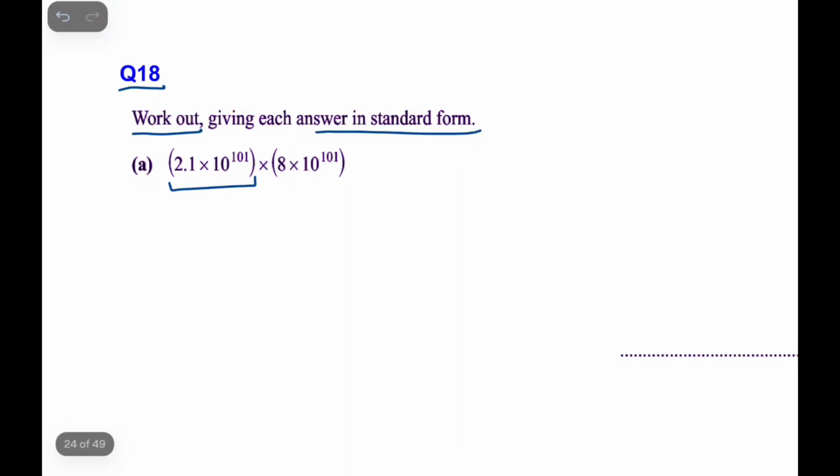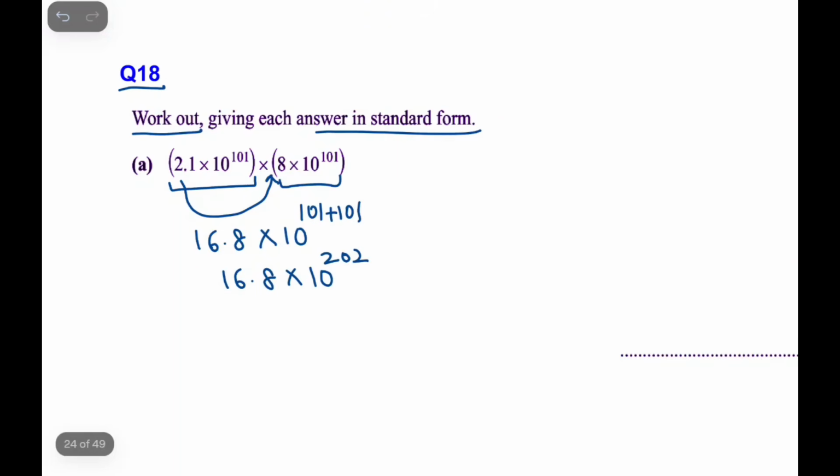Now 2.1 times 10 raised to power 101 times 8 times 10 raised to power 101. So we'll multiply 2.1 with 8. We get 16.8 times. Now the base is same, so powers will add, so we get 101 plus 101. So we get 16.8 times 10 raised to power 202, but we have to write the answer in standard form, so it will be 1.68 times 10 raised to power 203. This will be our answer.